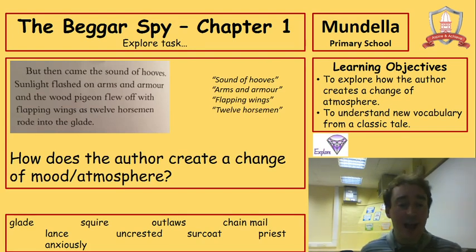But then came the sound of hooves. Sunlight flashed on arms and armour, and the wood pigeon flew off with flapping wings as 12 horsemen rode into the glade. So I want you to come up with an answer for this one. Look at the question. It says, how does the author create a change of mood or atmosphere? I've put some words up here that might help you come up with an answer. Sound of hooves, arms and armour, flapping wings, 12 horsemen. Okay, write a sentence for that in your books and unpause when you're ready.